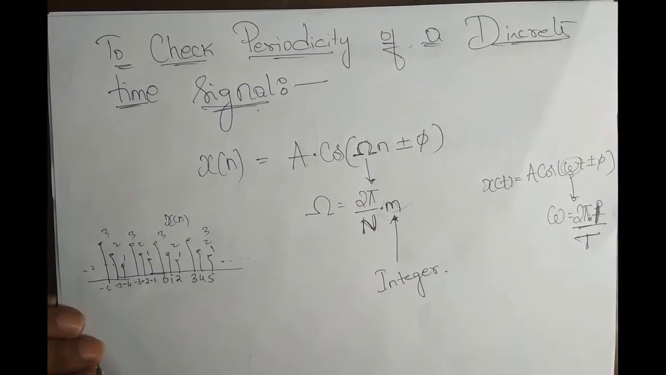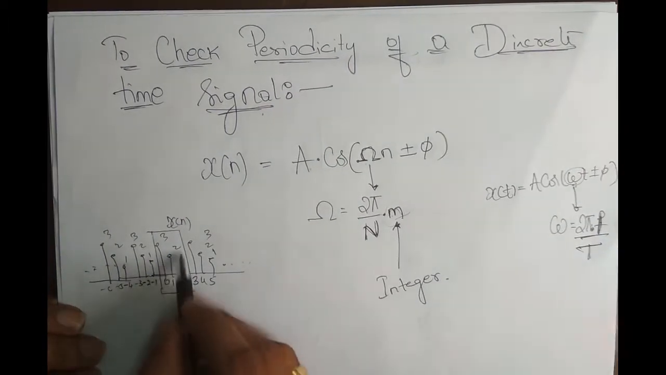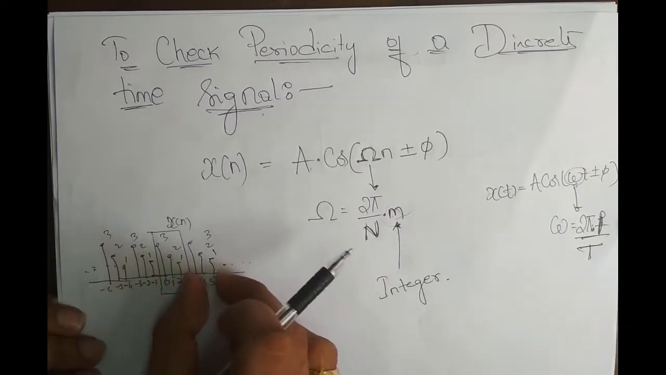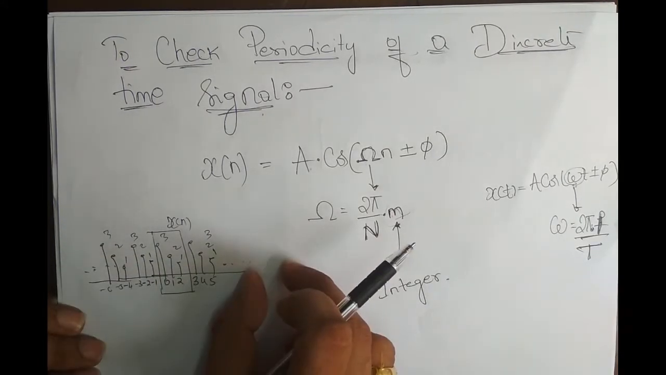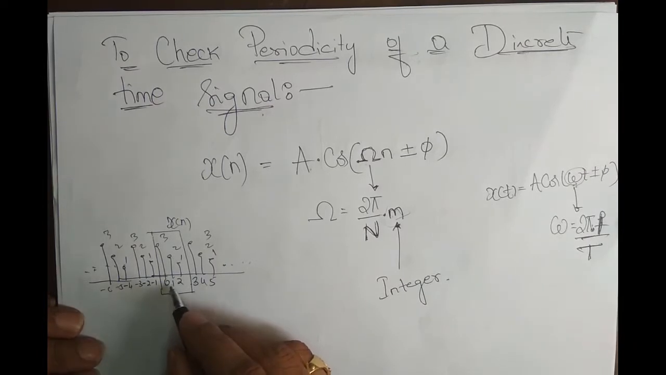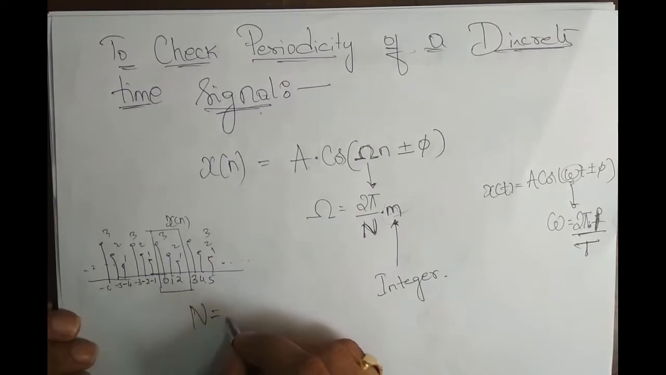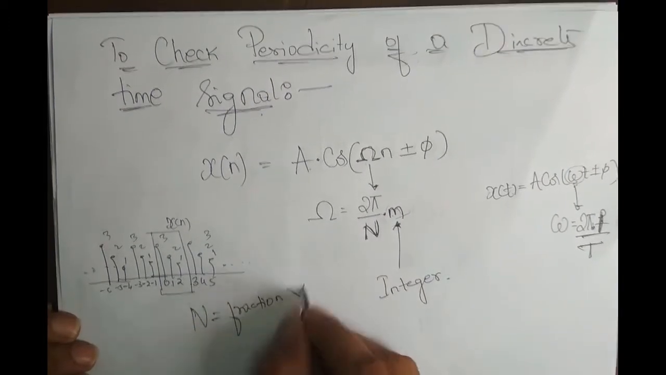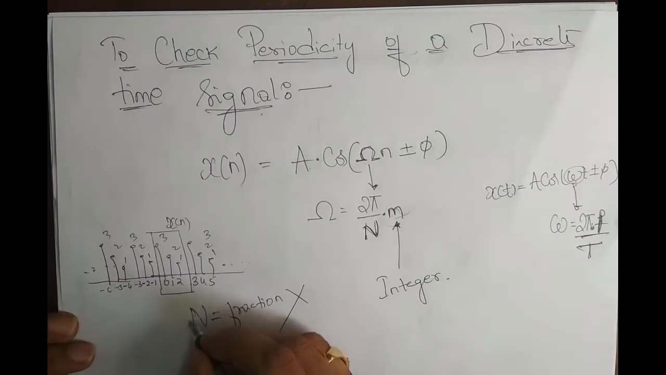Now this is a periodic signal, and it is repeating after every how many samples? If I shift it right 3 times, the same pattern comes here. If I shift it right 6 times, the same pattern comes here. If I shift it 9 times, the same pattern comes here. The smallest value for which the signal is periodic is 3. So this is basically an integer. I cannot have capital N as a fraction. It's wrong. The signal won't repeat after 3.5 samples, it does not make any sense. So capital N should be an integer.